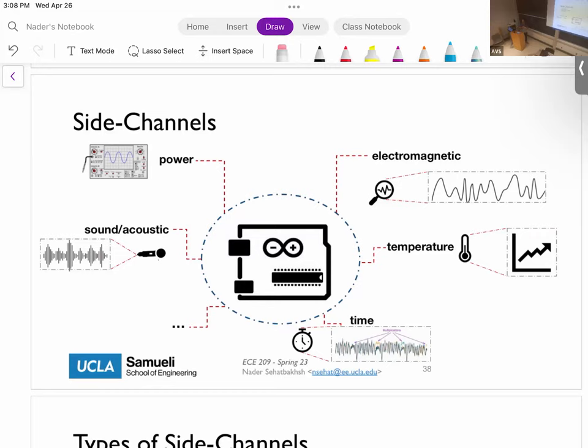Any questions so far? At what level are the physical side channels useful? For example, in the case of power, you can measure at different levels, right? You can measure at the power supply level, or at the CMOS level, like you said. So at what point can you extract actually good information from these things?